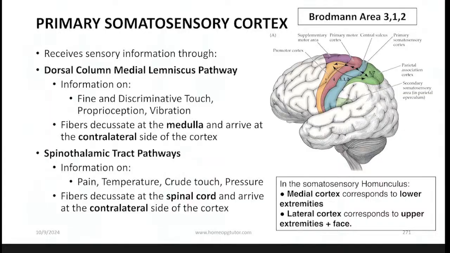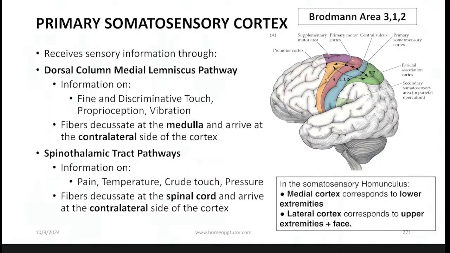Then we have a posterior association area. So basically, that is the part which overlies the occiput as well as temporal lobe. They are basically dealing with the integration of somatic, visual, and auditory sensation.